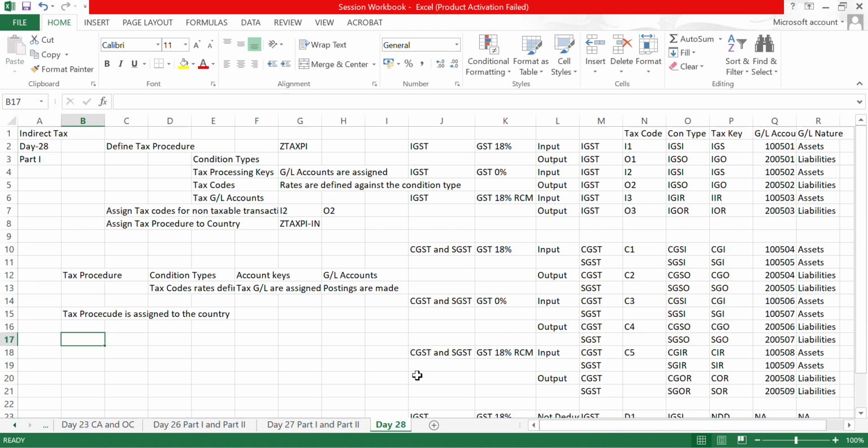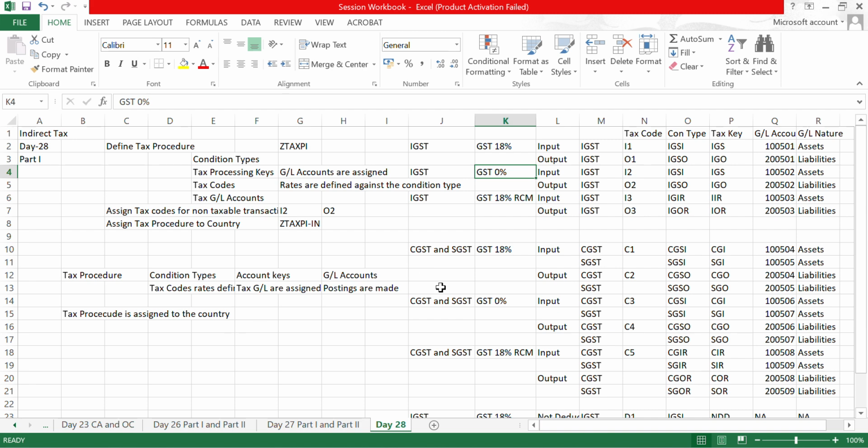We have one more configuration of assigning the tax codes for non-taxable transactions. Not all the transactions that happen in business are taxable. Only few of them are taxable, while the other few may not be taxable. So we have to assign the default tax codes for the non-taxable transactions at one place in the configuration. So we'll be assigning I2. I2 is input GST 0% and O2 is output GST 0%.